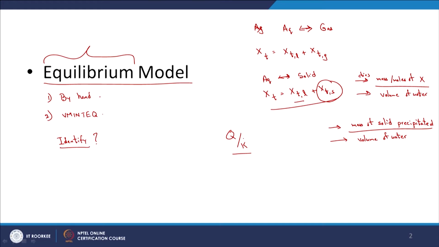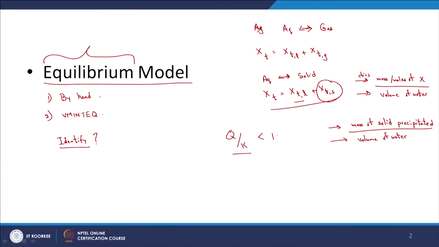Or if the solid term comes out to be negative, what does that mean? That Q by K is less than 1. Again, let me try to explain that here. So what do I need to identify? I need to identify if the solid is formed or precipitates.